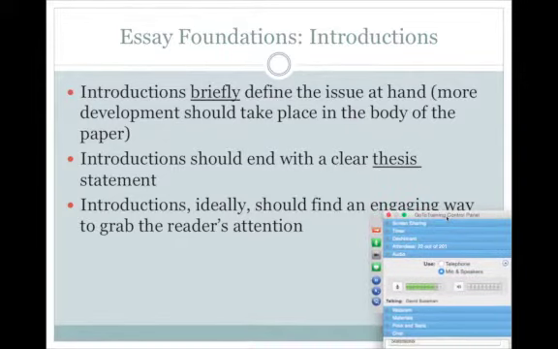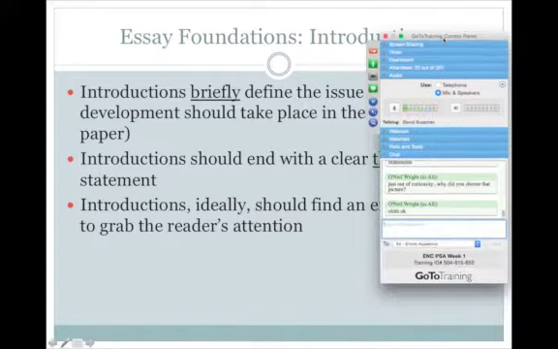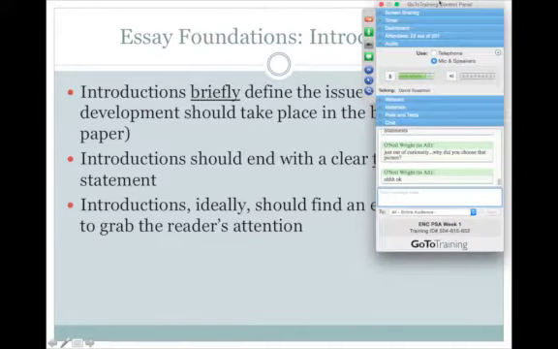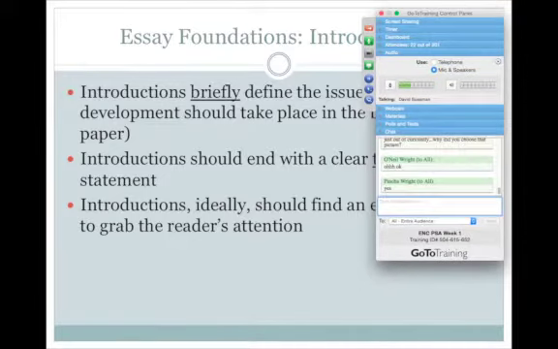I call these ways to grab the reader's attention hooks. Does anybody remember some of these tricks from high school English or another college level English class? What are ways to sort of grab your reader from the very beginning of an essay? What kind of moves can we make? Anybody remember what some of those techniques are?